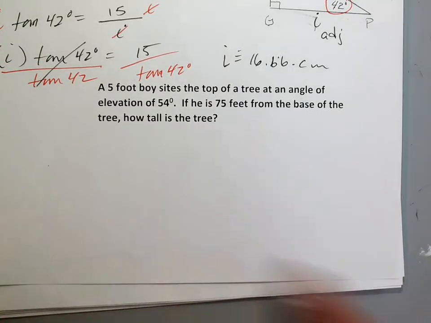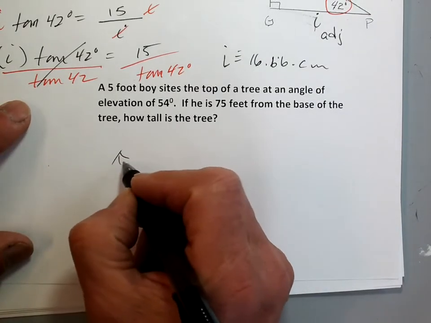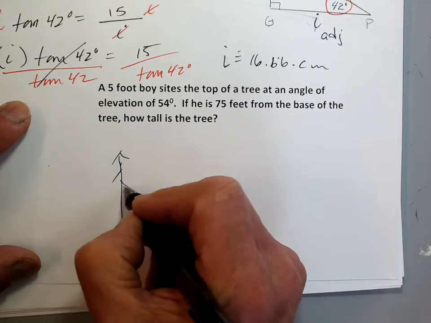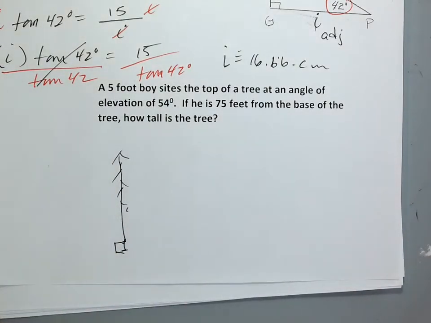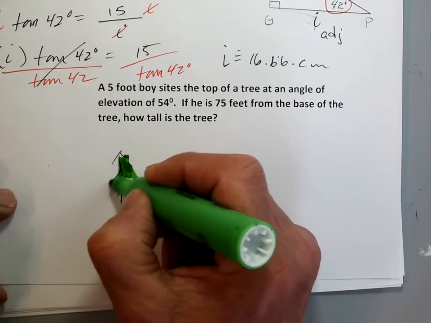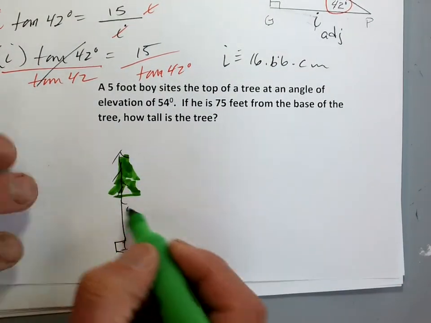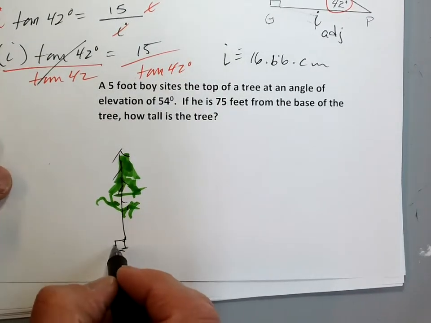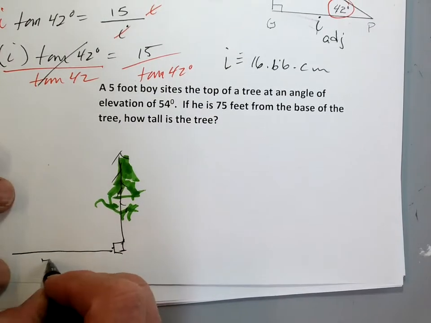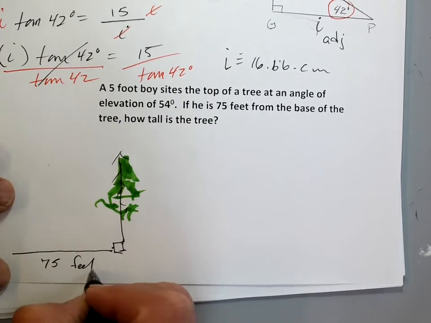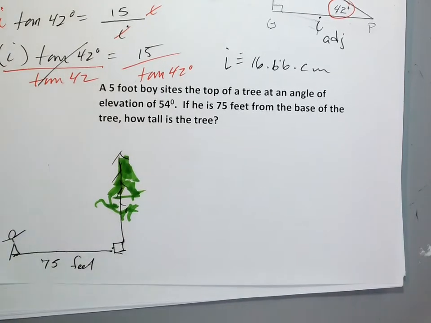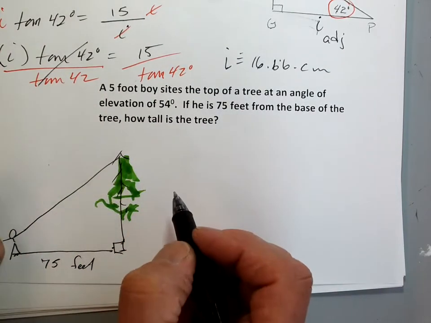So let's draw a picture, okay? First of all, when I draw a tree, they do draw straight. I'm going to assume it's straight up and down, so I'm going to assume it's at 90 degrees. Here's my tree. I know, beautiful looking tree, huh? I can even make it green if you want. And I got a boy. He's 75 feet from the base. Here's my 5-foot boy, okay? Now, he sights the top of the tree, that's going to be right there at an angle of 54 degrees.